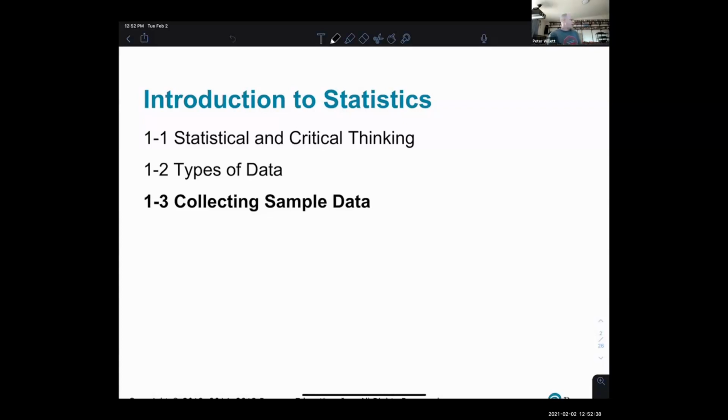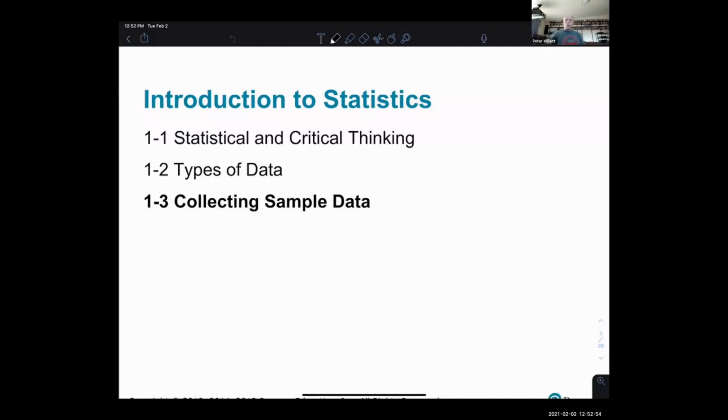I talked about that in an earlier class, and that video will be posted for people who would like to see this kind of an introduction, but for 1.2. And then now we're going to go ahead and look at 1.3, collecting sample data.